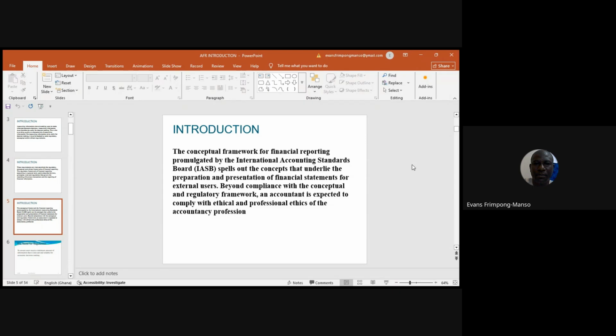external users. When I say external users, those are people outside the organization that use the financial statements to make their own decisions.